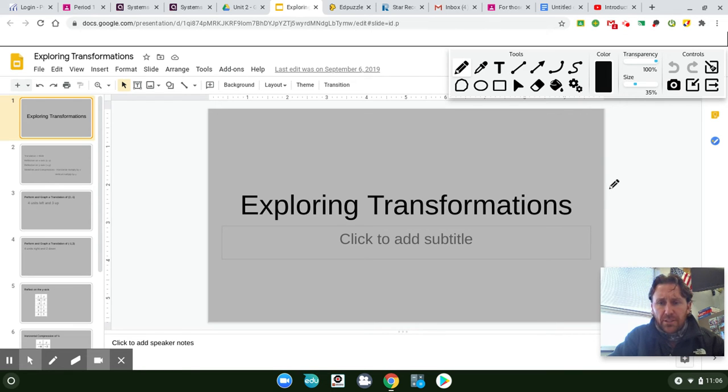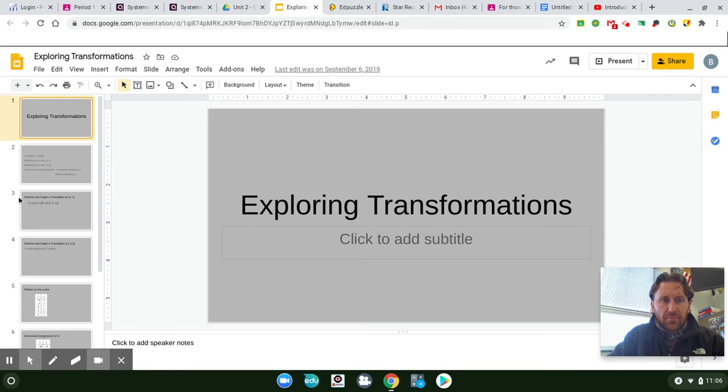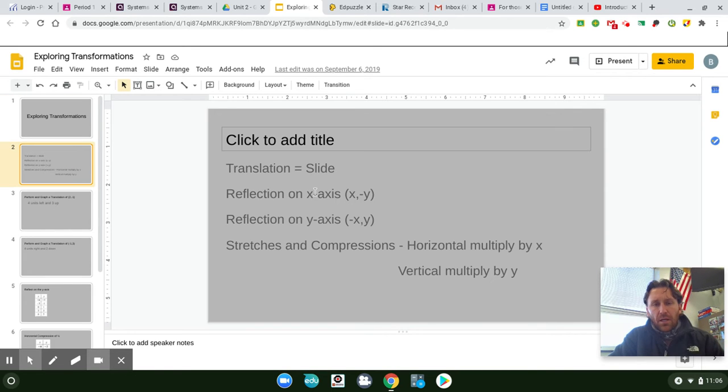Okay, exploring transformation. A translation, that's just a slide. You probably talked about that in geometry class. It's just moving a shape or a graph up, down, left, or right. Doesn't change the size, doesn't rotate it, just moving it left, right, whatever.